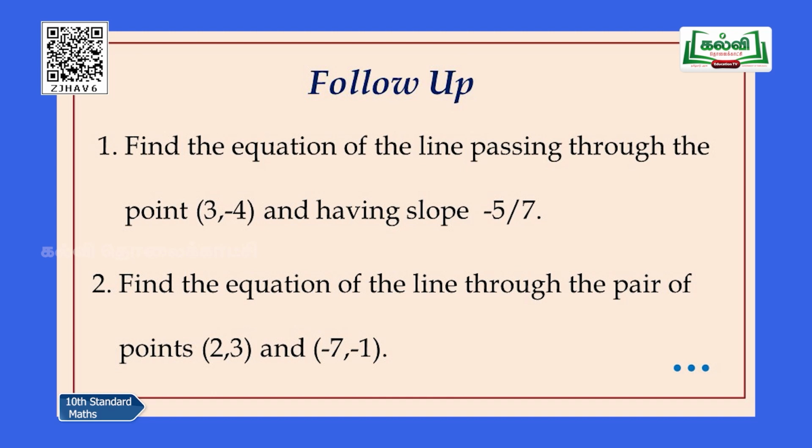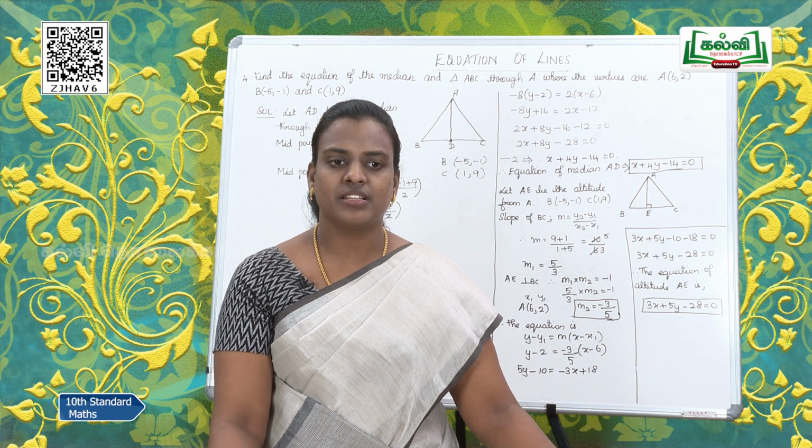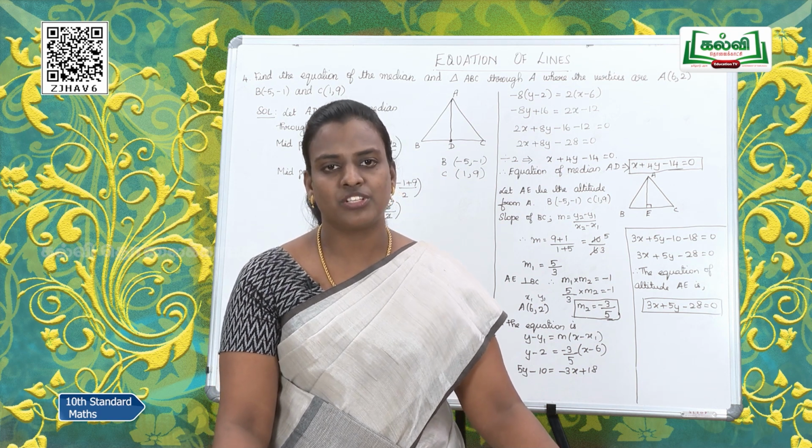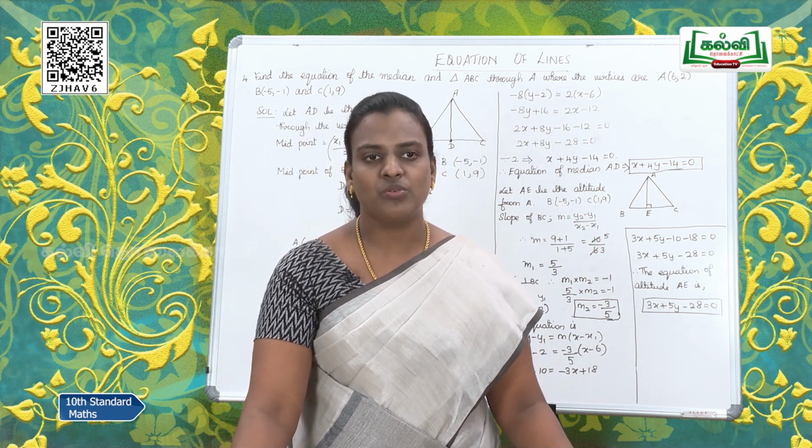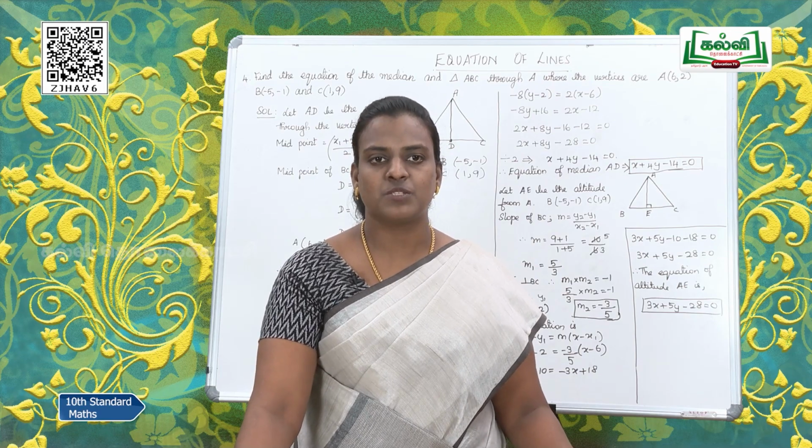Now the second question: find the equation of the line through the pair of points 2, 3 and minus 7, minus 1. This comes under the exercise 5.3. This is similar to one of the questions which we worked out today. You have to substitute the points in the 2-point form and you will find the equation of the line. Okay, now one more question. This comes under the exercise problem.